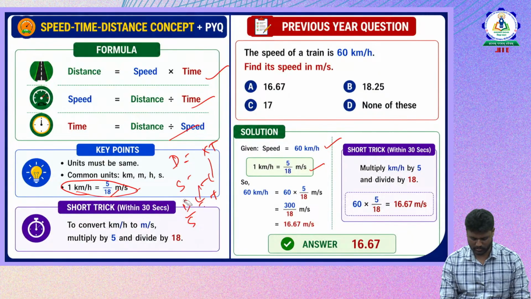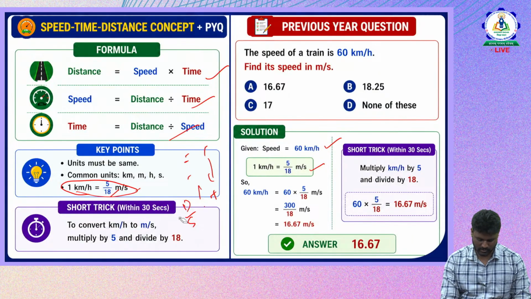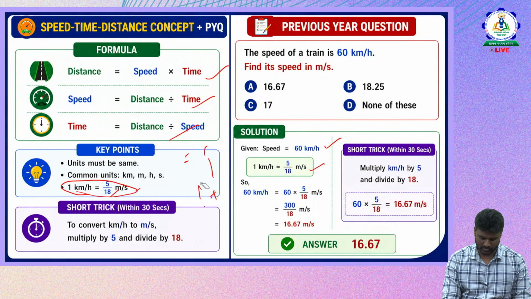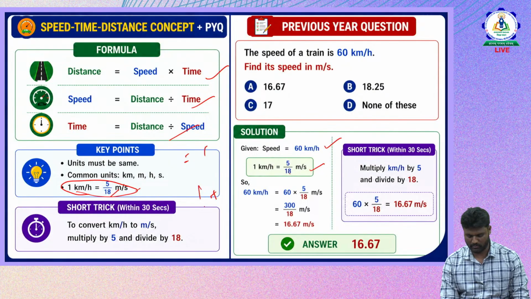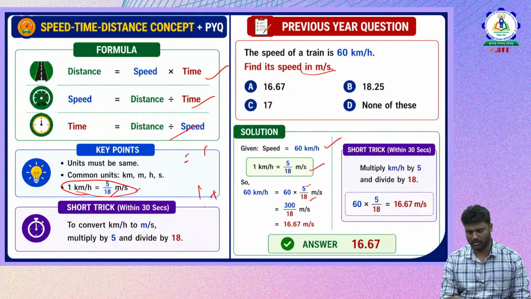Now let us see what they are trying to ask in this question. What is the given speed here? 60 km per hour, and we need to convert it into speed in meter per second. So we need to multiply 60 with 5 and divide by 18, in order to convert kilometer per hour into meter per second. If you do the calculation, 60 into 5 is 300, and 300 divided by 18 meter per second.